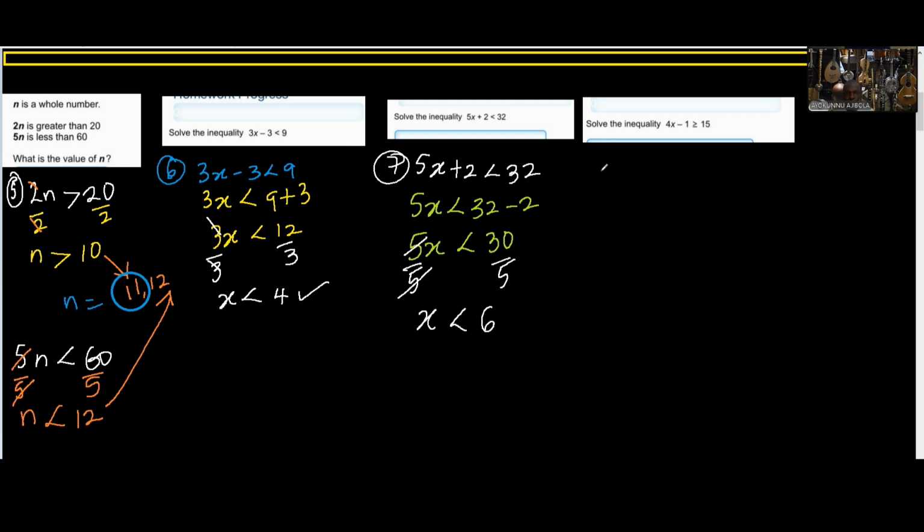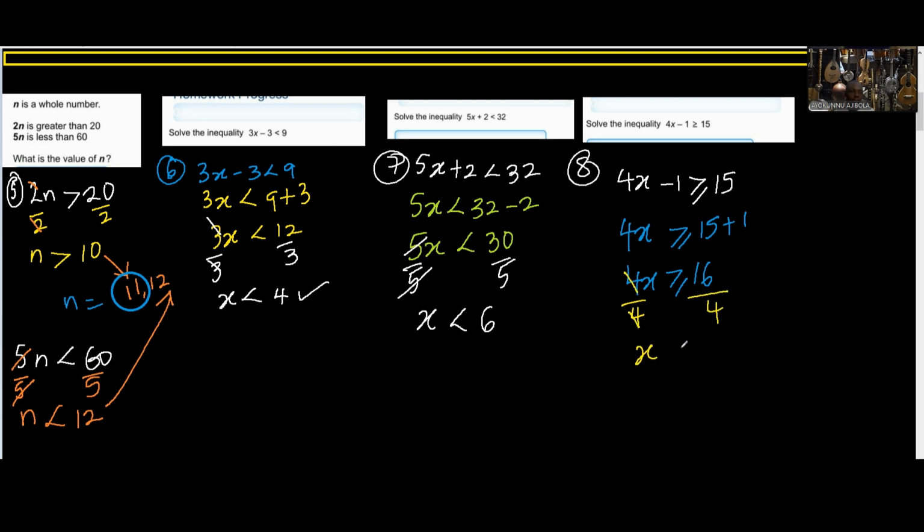Then the next one, number 8, we have 4x minus 1 greater than or equal to 15. Again, you take the 1 to meet the 15 because it doesn't have any alphabet. So 4x greater than or equal to 15 plus 1. Do you understand? So 4x greater than or equal to 16. Then you divide both sides by what? By 4. So 16 over 4 is 4.